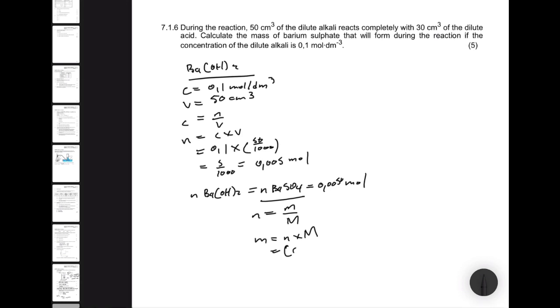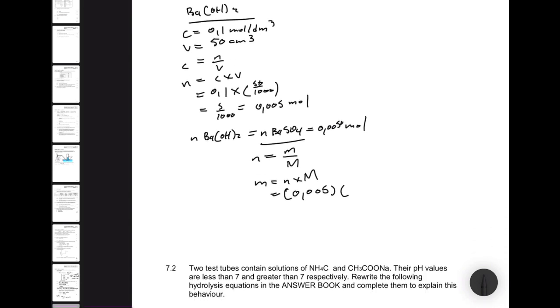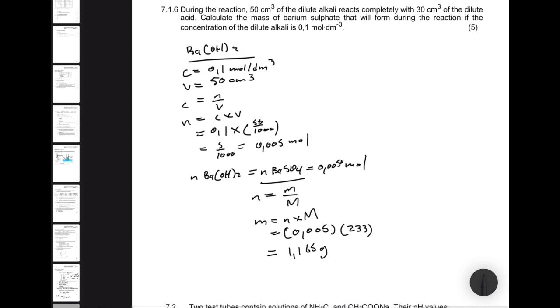So we have 0.005 multiplied by the molar mass of barium sulfate. If you add the molar mass of barium and SO4, that will give you 233. So 233 multiplied by 0.005, that is 1.165 grams. So the mass of the barium sulfate that will be formed will be 1.165 grams. I hope that is clear.